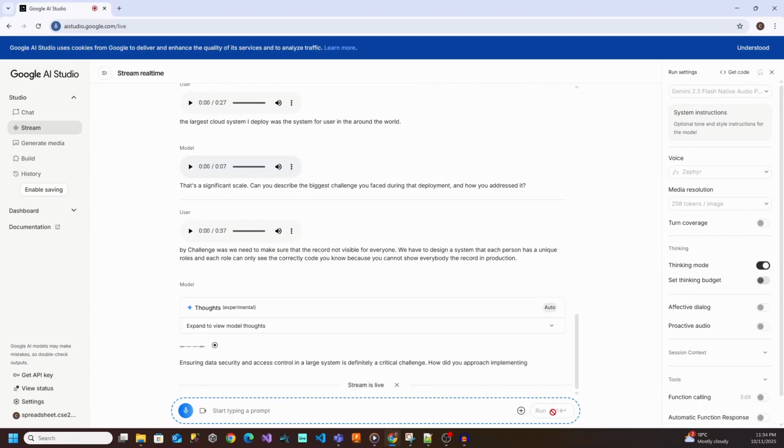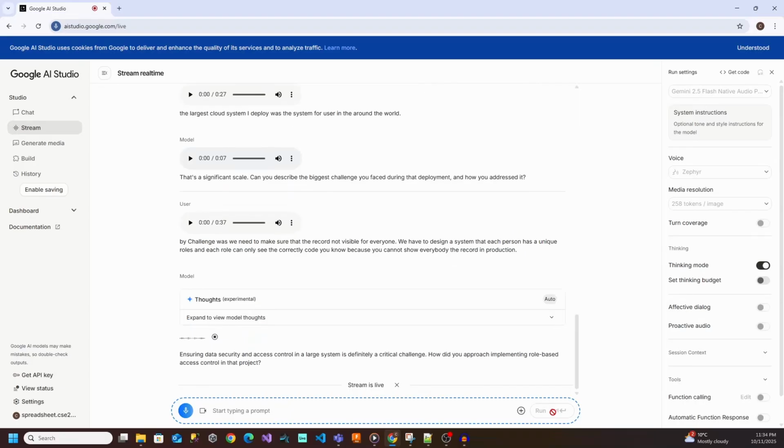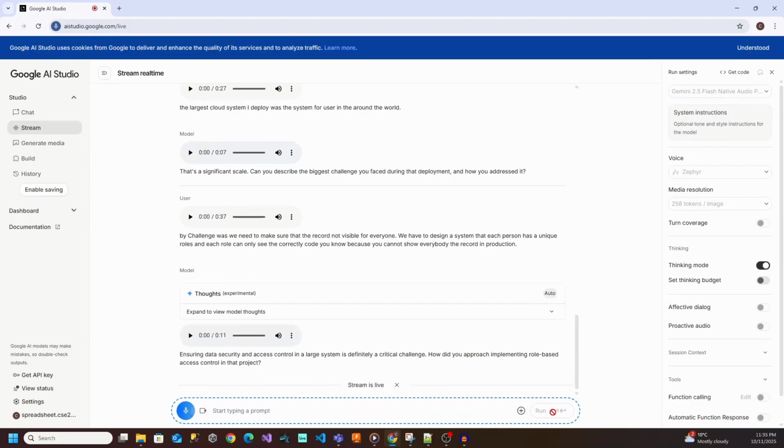Ensuring data security and access control in a large system is definitely a critical challenge. How did you approach implementing role based access control in that project? Yes, the role base was we create according to the real function of the user.